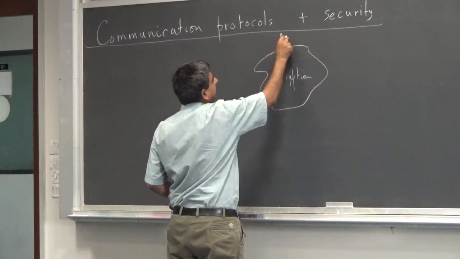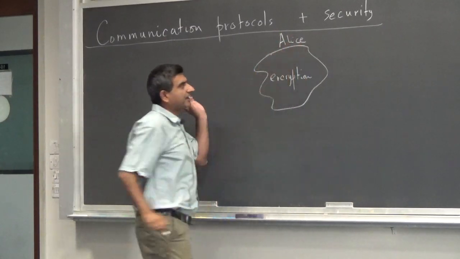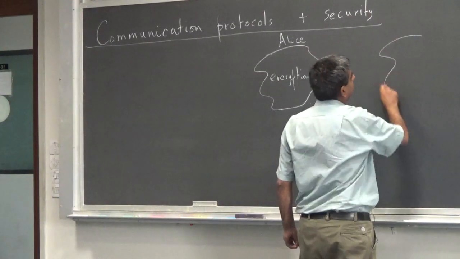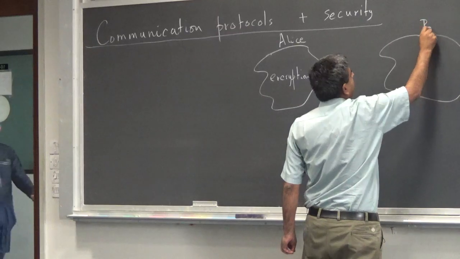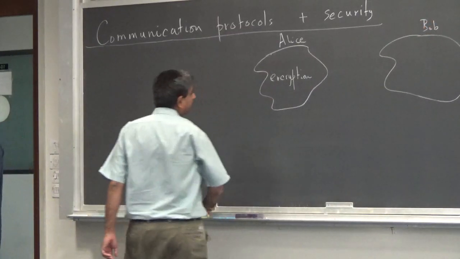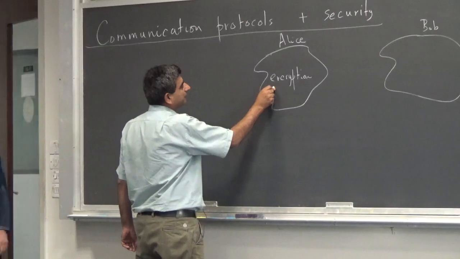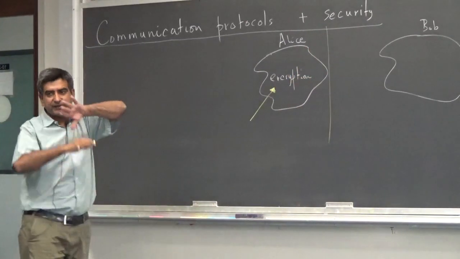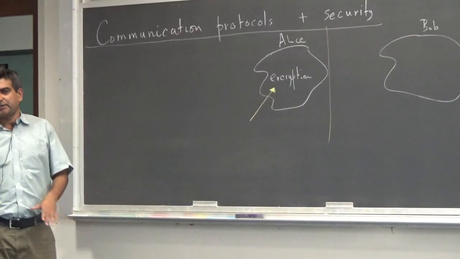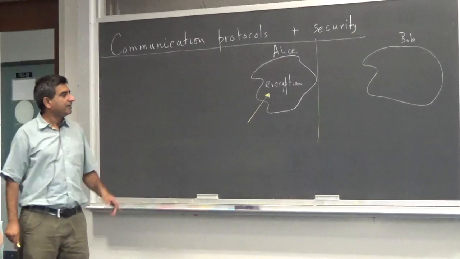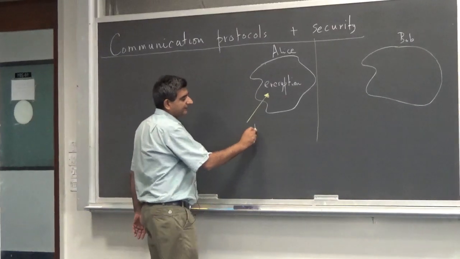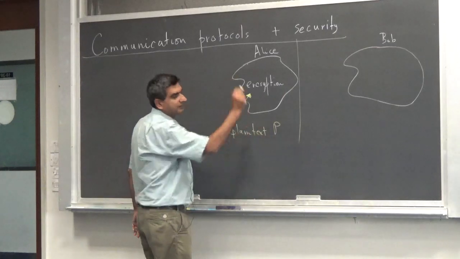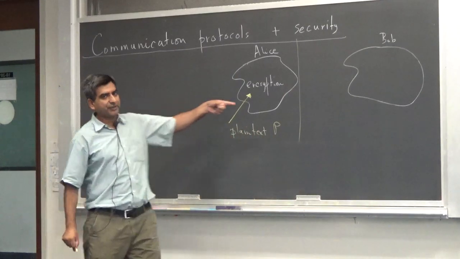This, say, is Alice, who wants to transmit information over a channel to Bob. There is some kind of message, which, this is Alice's world, okay? To the left of the yellow line is Alice's world, Alice's laboratory, or Alice's ecosystem. And there is some plain text, some message. Let's call this plain text P, which Alice wants to send to Bob.